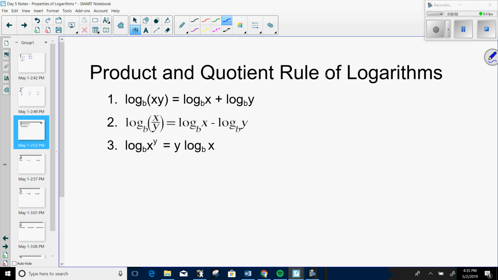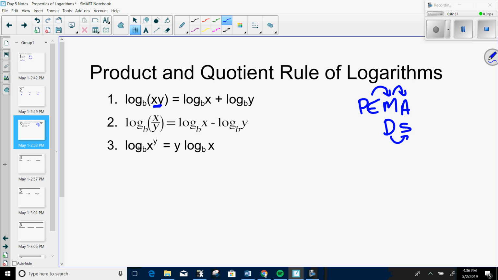Okay, this is where it gets a little trickier. Product rule, quotient rule. If you remember back to our exponent rules earlier in the year, whenever you have an exponent to an exponent, you multiply. When you have multiplication, you add exponents. When you divide, you subtract exponents. So if I look at this, what we have here is multiplication. When we multiply, we add the exponents. So now we can split this apart and make it addition of 2 exponents. Division, we can make that subtraction of exponents, because when we divide, we subtract exponents.